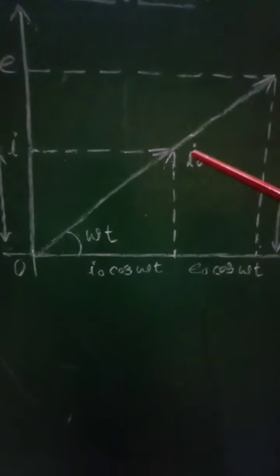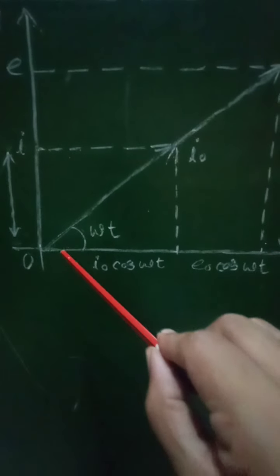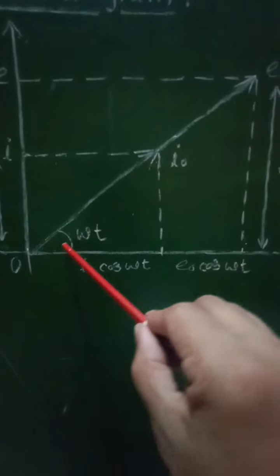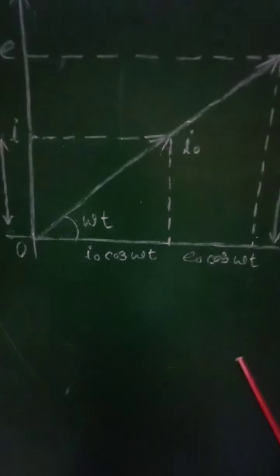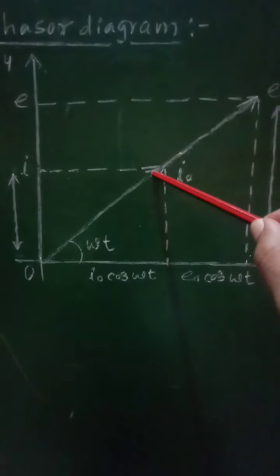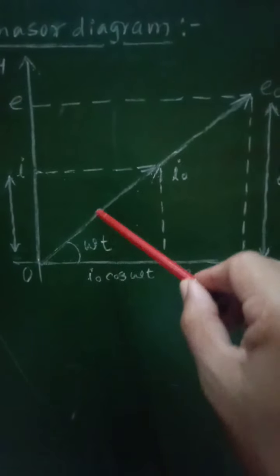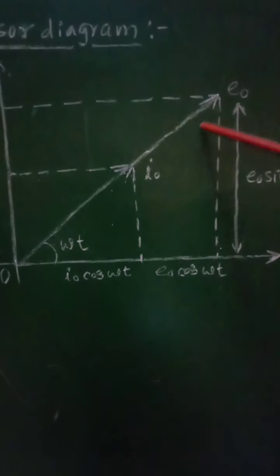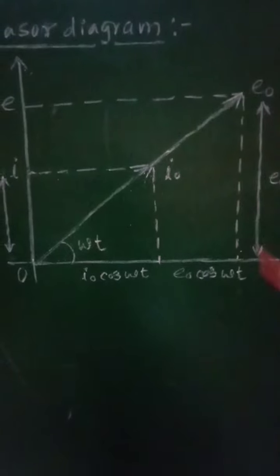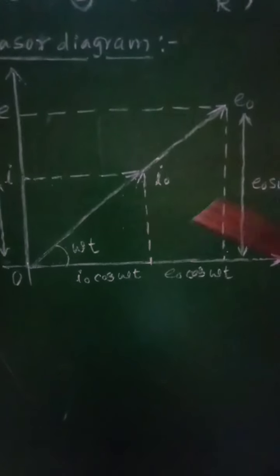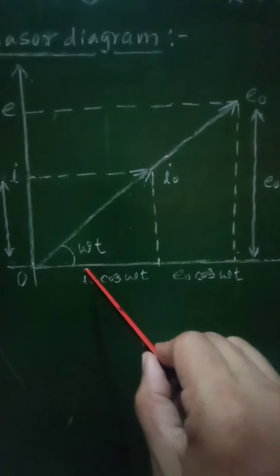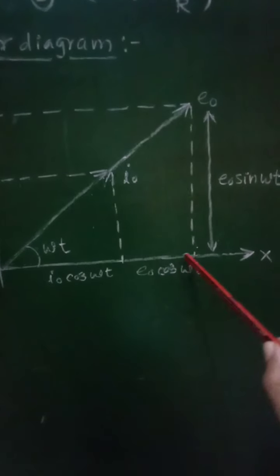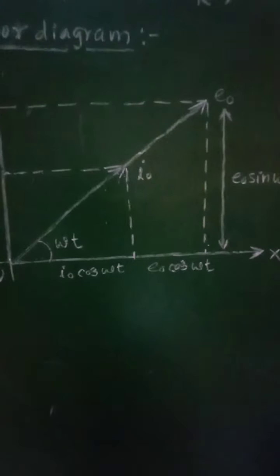As current and EMF are in the same phase, their phasors are shown in the same direction and along the same line. This portion of the graph from O up to I0 represents the phasor for current, and from O to E0 represents the phasor for EMF. Both phasors are directed along the same path, making the same angle omega t with the OX axis, that is, they are in the same phase.